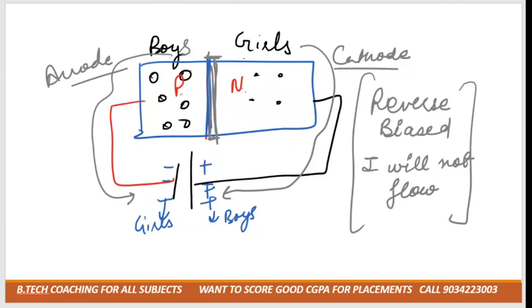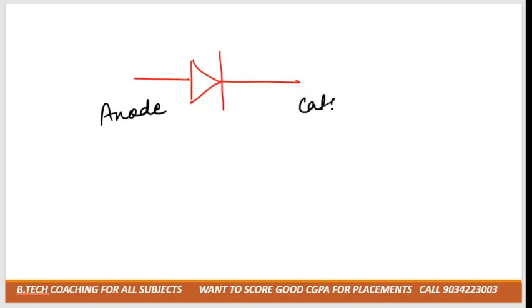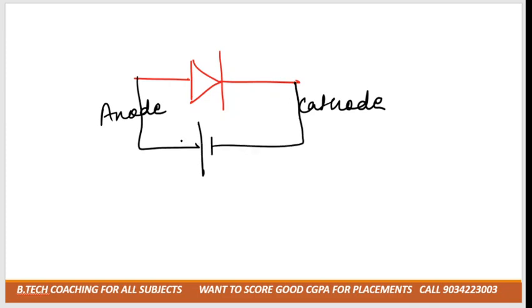So basically, they evolved a new device known as the diode. This is the symbol of the diode. This one is known as the anode and this one is known as the cathode. Ideally, the anode should be connected to the positive and the cathode to the negative. Only then will current be able to flow easily. Okay, clear?